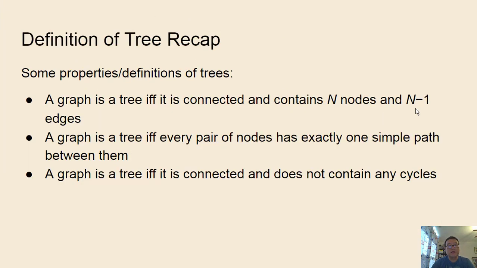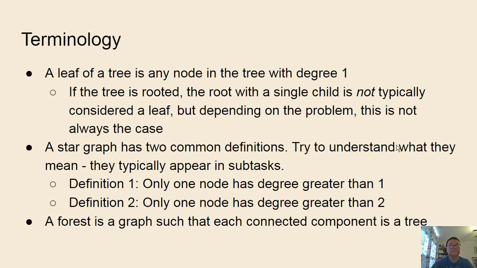So first, let's recap the definition of a tree. A tree is a graph, and there are several equivalent ways of defining a tree. If a graph is connected, and the number of edges is one less than the number of nodes, then it has to be a tree. And a graph is a tree if and only if there is exactly one path between every pair of nodes. So that also means it has to be connected. Another equivalent definition is it's connected and doesn't contain any cycles. These are equivalent. The description of a problem may use any one of these, and when you see them, you know we are dealing with a tree here.